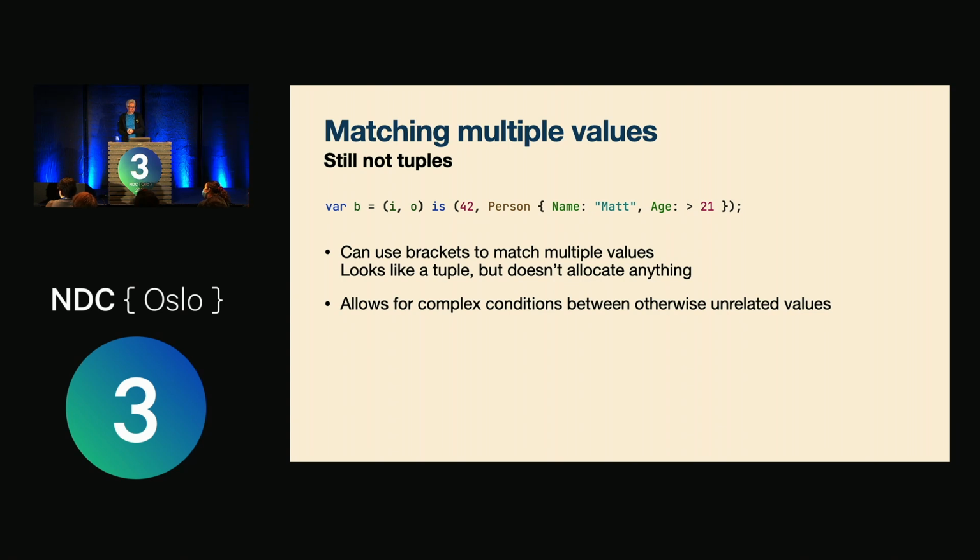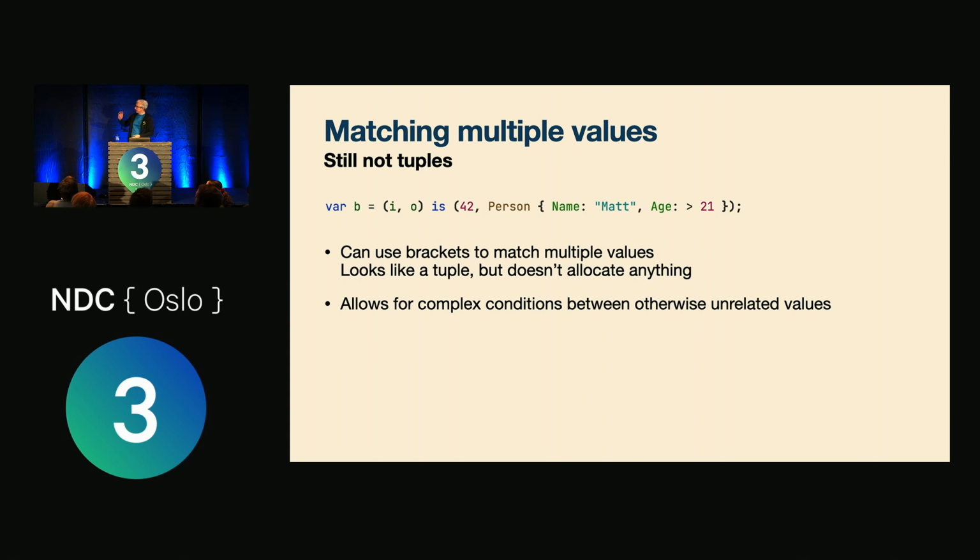But speaking of tuples and brackets and all that kind of stuff, we can match on multiple values as well. So this gives us even more power behind our pattern matching. Here we can actually look at multiple values going in to see what's going on there. So here I'm looking at 2 values, I and O, an integer and an object. I'm making sure that the value of I is 42, and also that my object is a person, name of Matt, and age is slightly over 21. And again, we've got the brackets going around the value at the start. That's just syntax. It's not creating a new tuple here, so there's no allocation going on there.